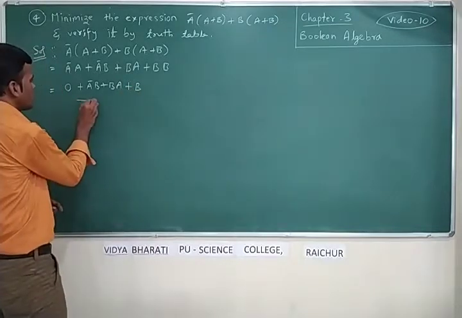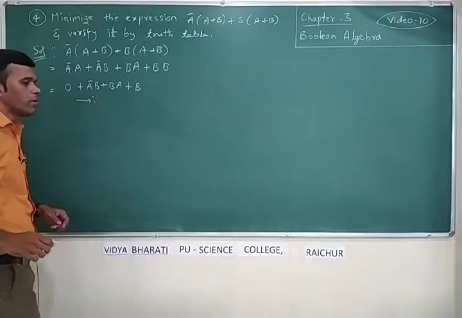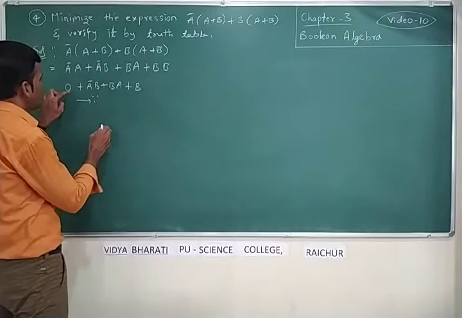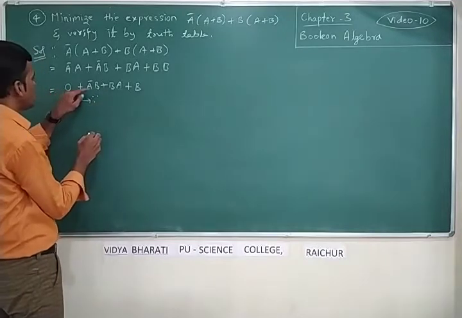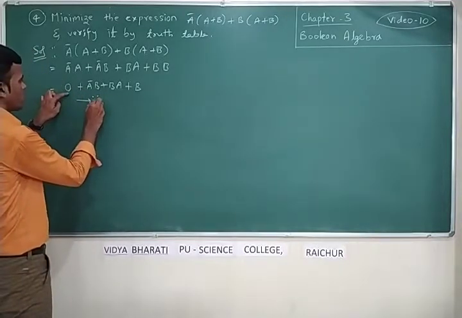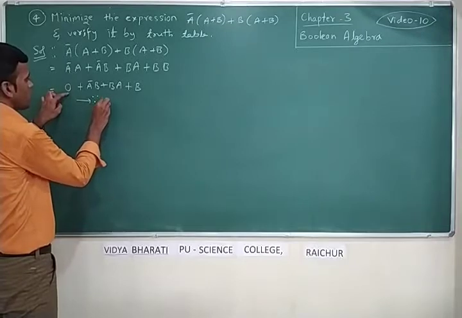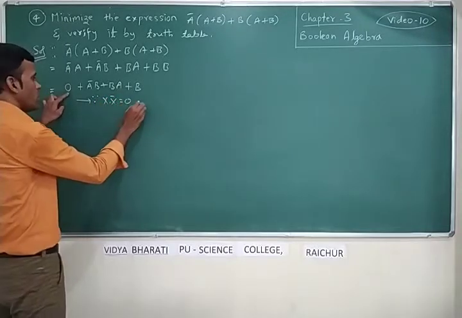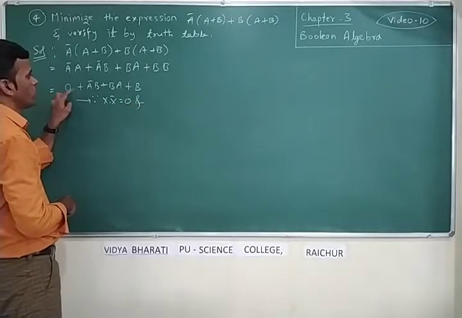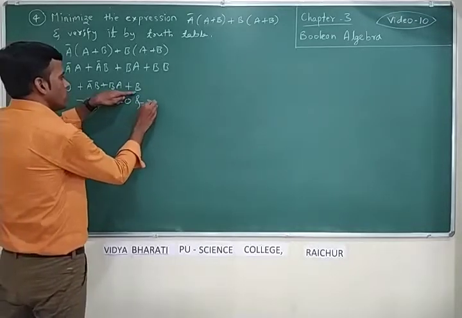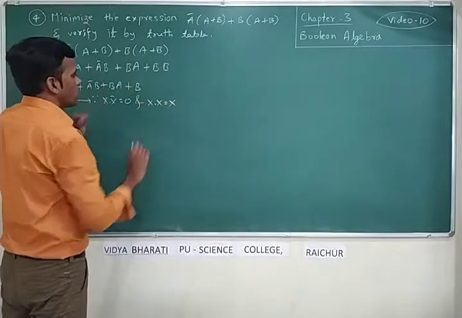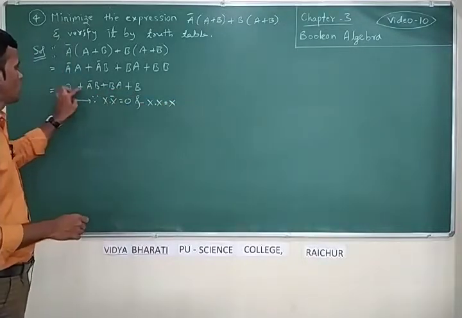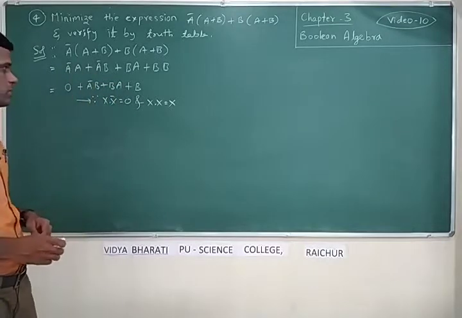So in this particular step we have applied two theorems, so better write both the reasons. The reason behind this 0 is that X into X bar is 0, and one more theorem we have used here, that is X into X is X. Using these two we got this particular expression.